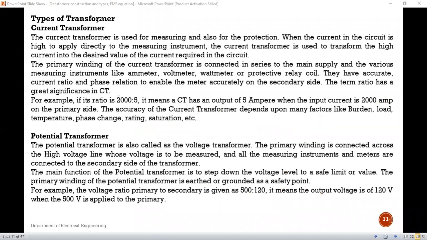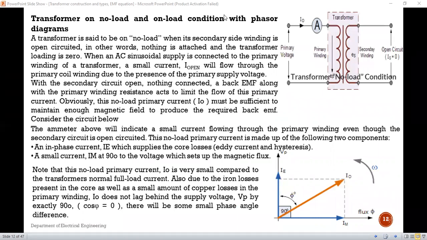Now the next point is the transformer on load condition and the transformer on no load condition, with phasor diagram. In that we will see the first point, that is transformer on no load condition. Transformer on no load condition. आपण पहिला transformer no load condition चा part बघूया.